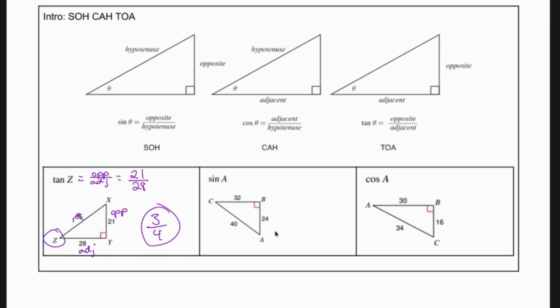Okay? Sine A. There's my angle in question. Sine is SOH. SOH stands for opposite side over the hypotenuse. According to this right triangle, the opposite side of A is going to be 32, and the hypotenuse, doesn't matter what A is, is going to be 40. So sine of A is going to be the opposite, which is 32, over the hypotenuse, which is 40. Both divisible by 8, so you got 4 over 5.